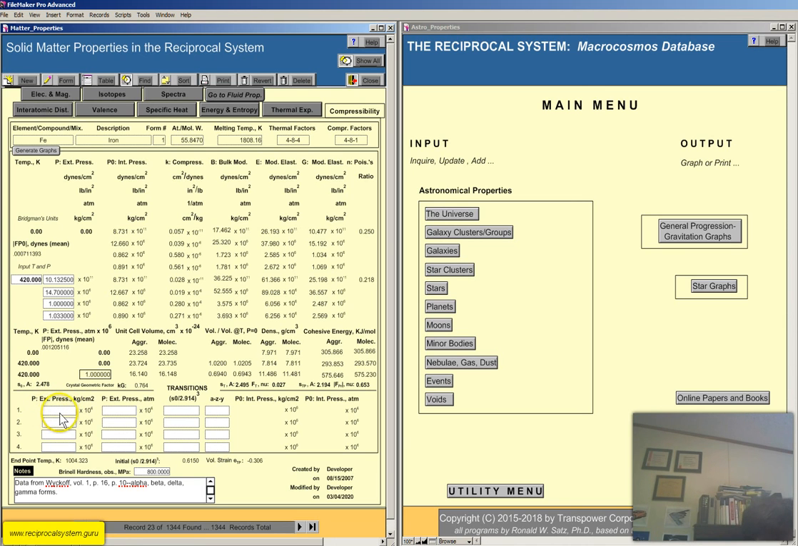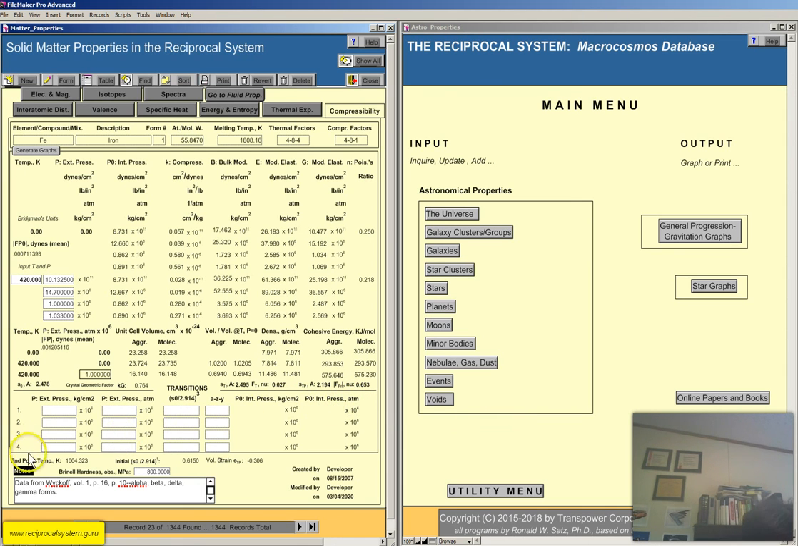Down here, if there are transitions, then some of this is going to change. The AZY factors, that's the compressibility factors, will change. So you have to put in the new AZY factors here, and then it will calculate the internal pressure in kilograms per centimeter squared. That's Bridgman's units, and in atmospheres, which is what I'm more comfortable with.